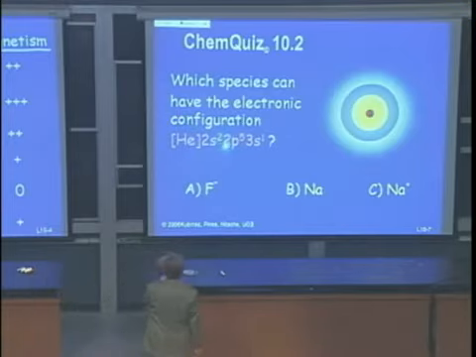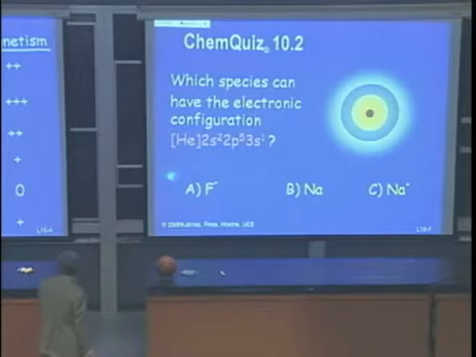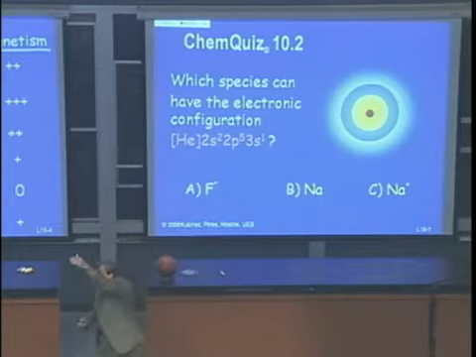So I have 2s2, 2p5, 3s1. Which species could have this configuration? Could it be fluoride minus? Could it be sodium? Or could it be sodium plus? This configuration, so that's an excited state, possibly an excited state configuration. One electron might have gone into a higher state, or two maybe.